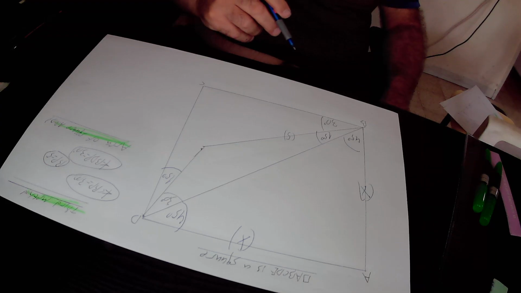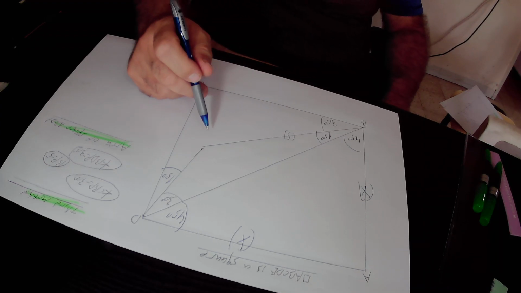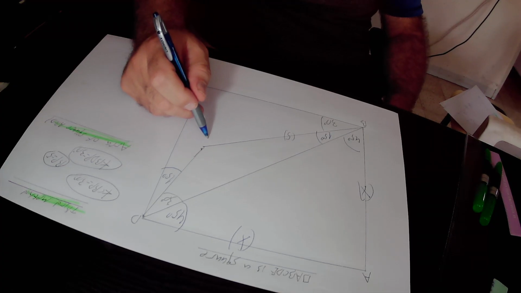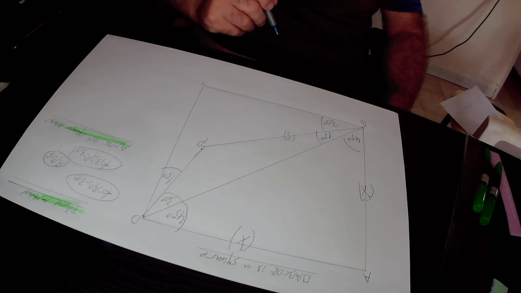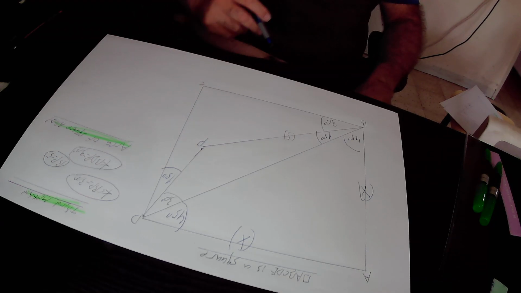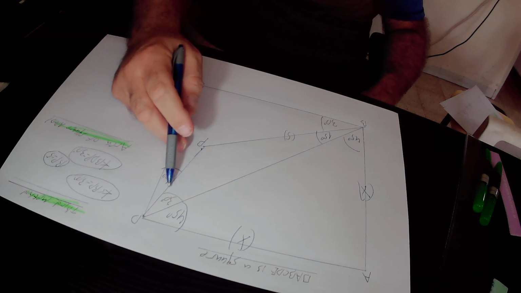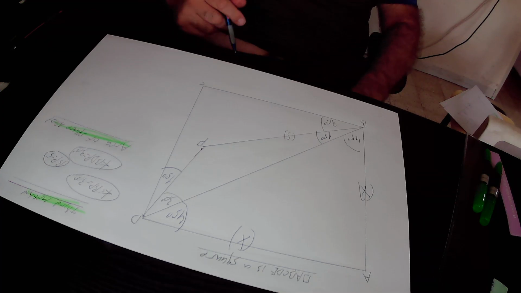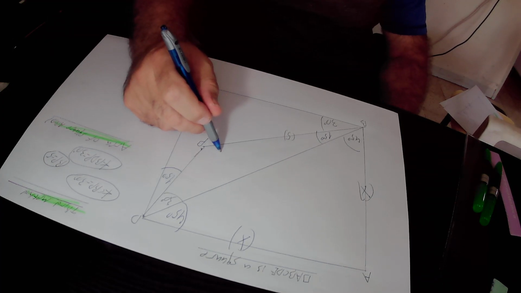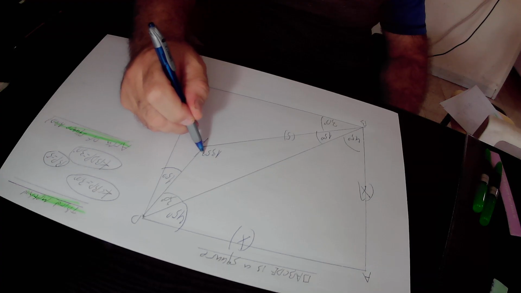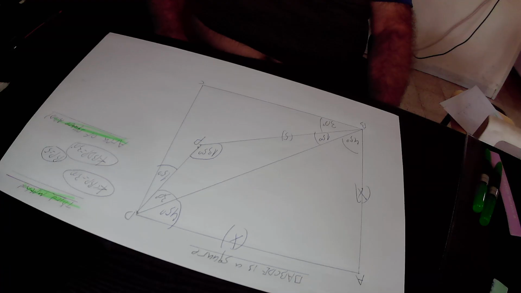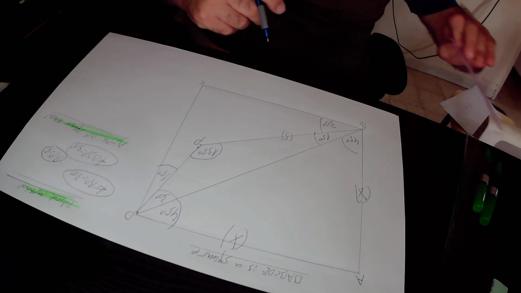So in this triangle BDP, 30 degrees plus 15 degrees is 45 degrees, and the remaining angle must be equal to 135 degrees in its size, according to the rule that the sum of the angles in a triangle is equal to 180 degrees. This is of course a right angle.